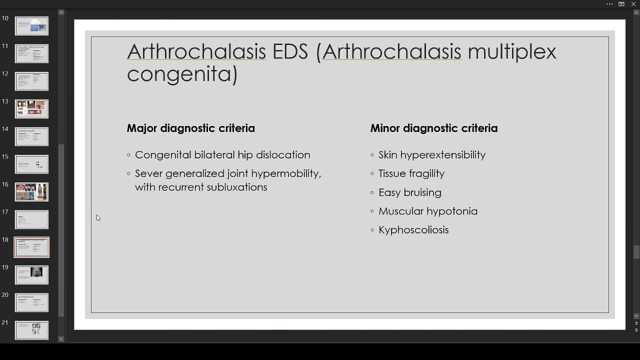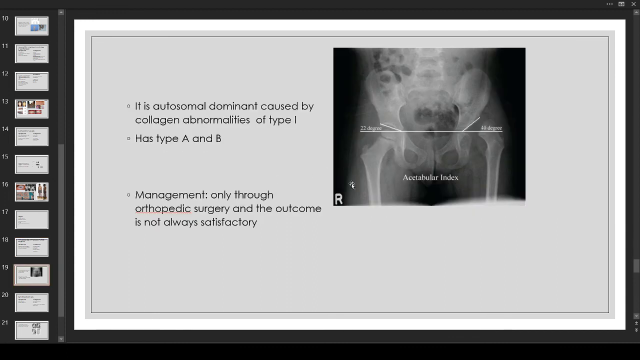Arthrochalasia EDS type, and it is basically the dislocation of hips at birth. It's better explained by an example. Here we see a normal right hip. That's a baby hip. And on the right side, we're going to see that this is the normal location of the hip. It is inside the socket at 22 degrees.